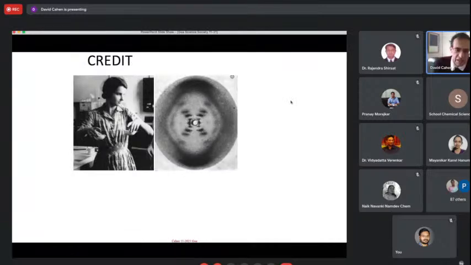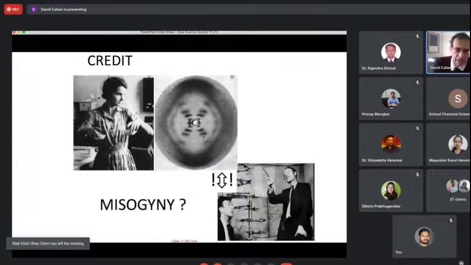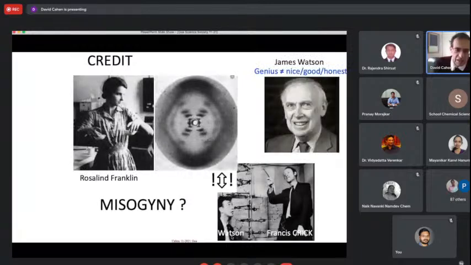Another famous case of credit, which brings us also to the issue of being a nice or not so nice person. This is the famous photo 51 that all of you have to know. But it's also a story of Mr. Jim. Because here are three people: Rosalind Franklin, Jim Watson, and Francis Crick.